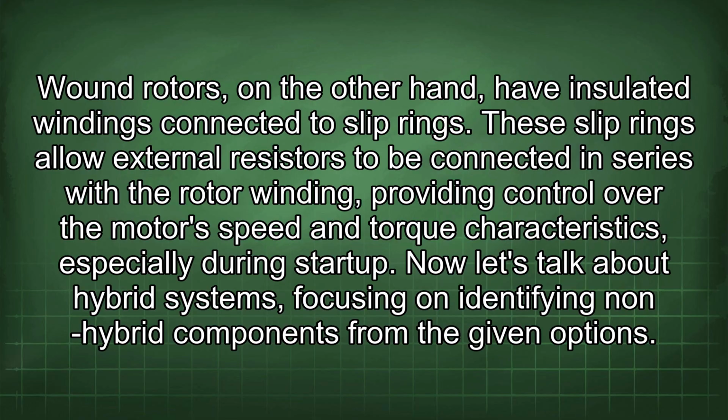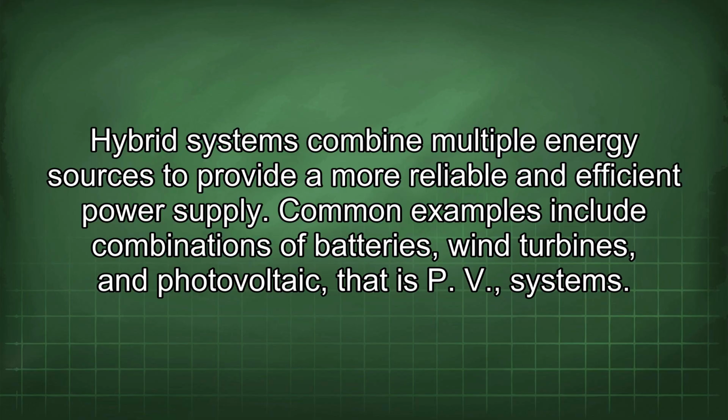Now let's talk about hybrid systems, focusing on identifying non-hybrid components from the given options. Hybrid systems combine multiple energy sources to provide a more reliable and efficient power supply. Common examples include combinations of batteries, wind turbines, and photovoltaic, that is PV, systems.